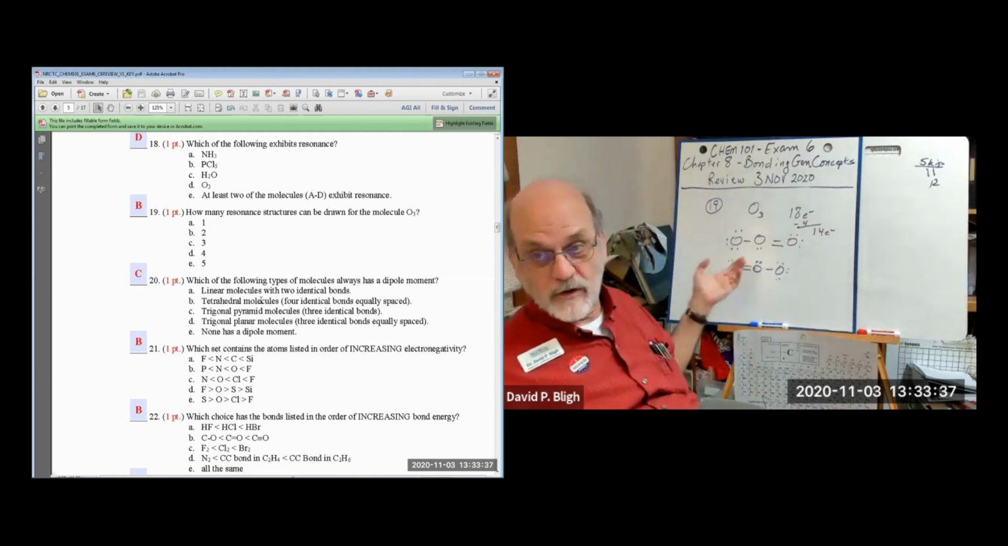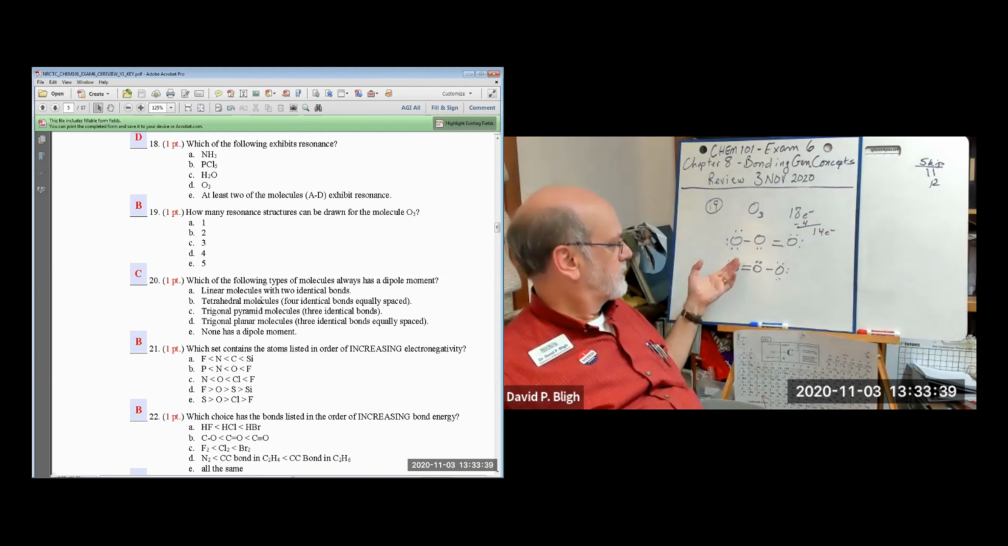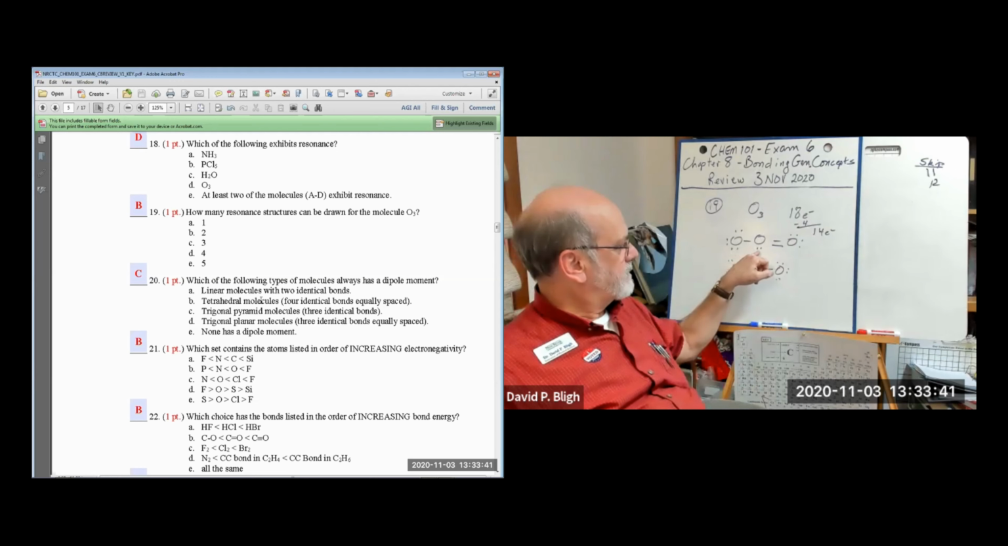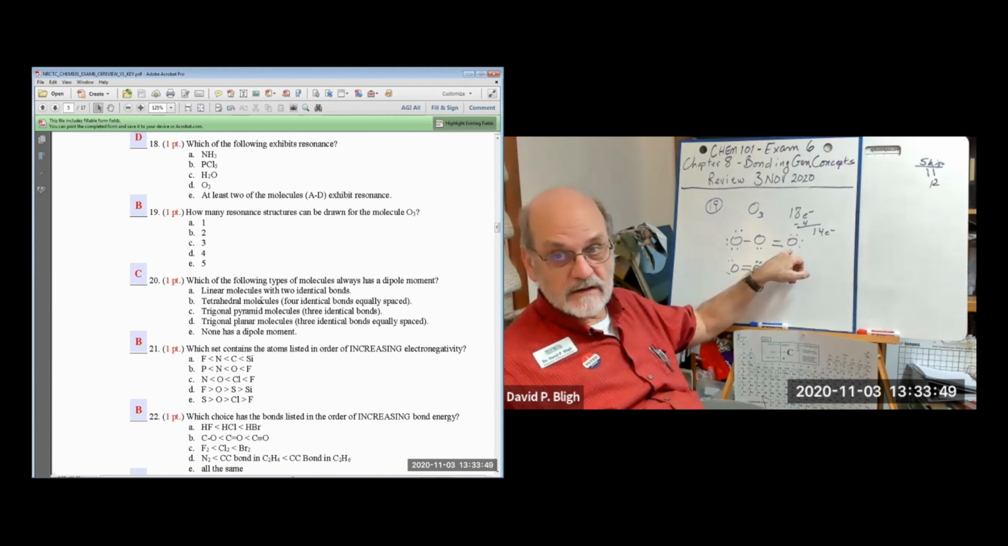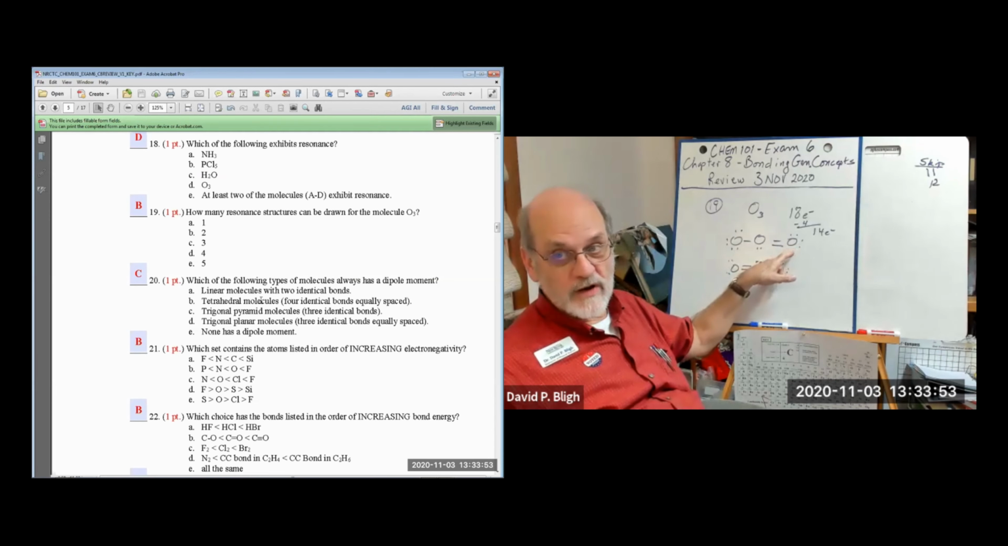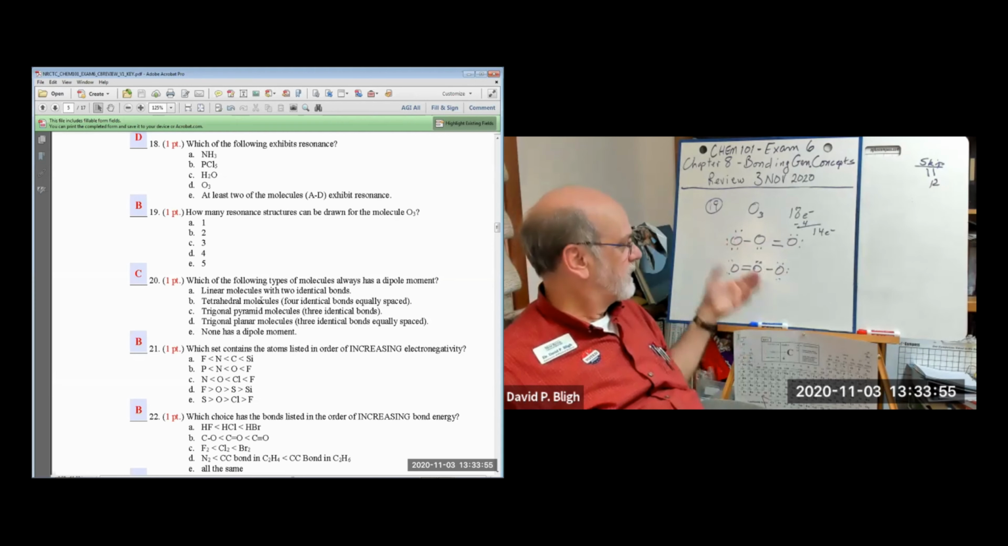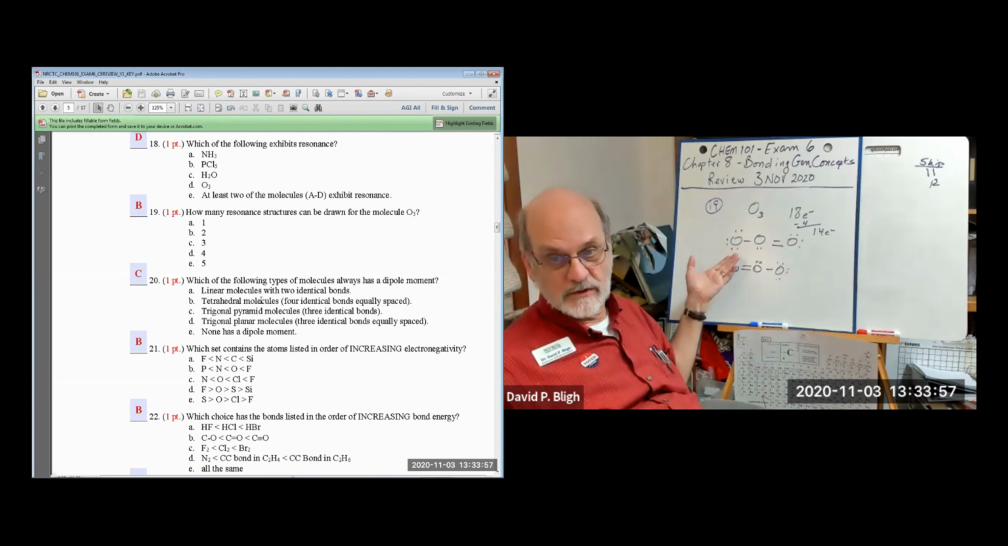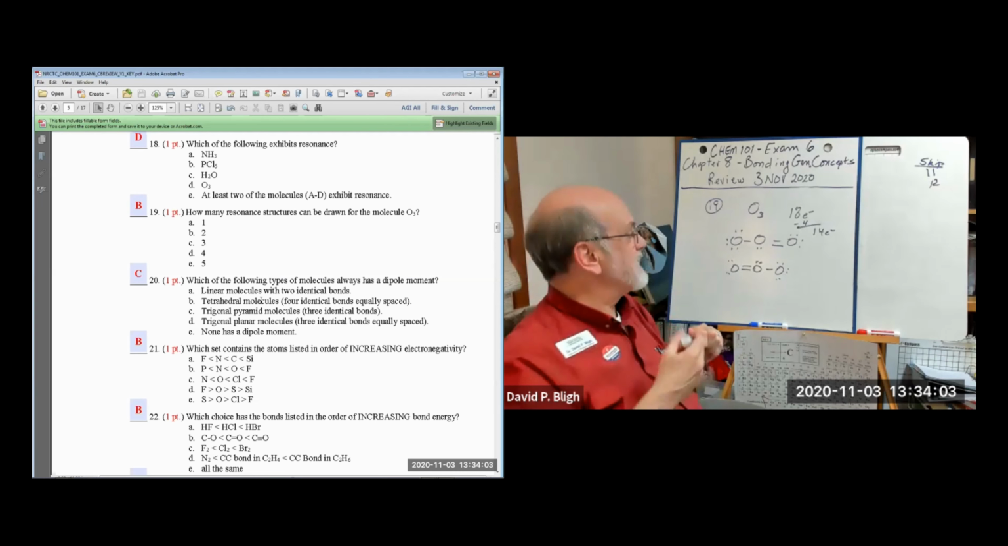In fact, we'd have no other options. If we had taken this pair and made a double bond, that one would have exceeded the octet, and this one would have been depleted, so we couldn't do that. The double bond formation has to come from the outside. And those are the only two structures that are possible. So we only have two resonant structures for ozone. That's why the answer is B.